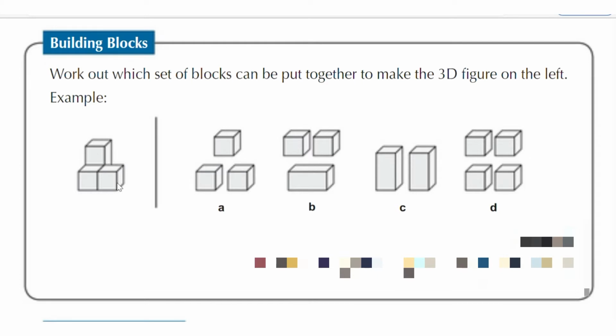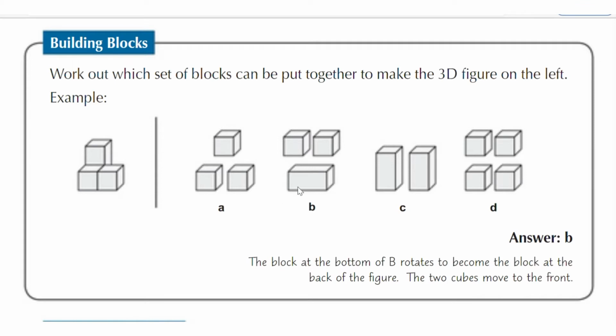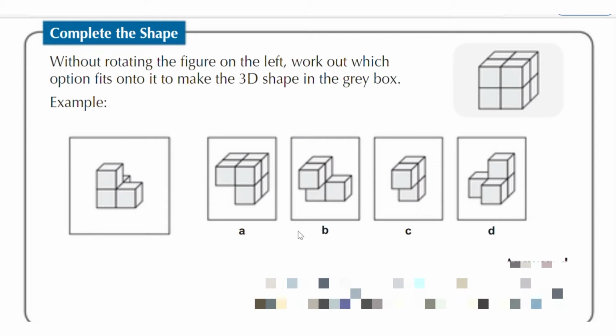So how do we know which one it is? I would say if it was a cube, it would have had a line somewhere there to show that actually it's a cube sitting on another cube. But because it's long, it shows that it's actually a cuboid, and that's why it's B. For complete the shape, without rotating the figure on the left, work out which option fits onto it to make the 3D shape in the gray box.